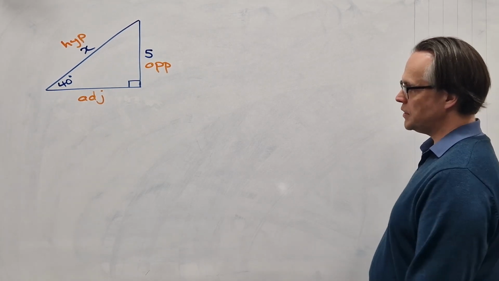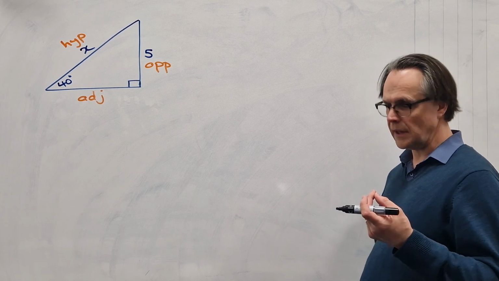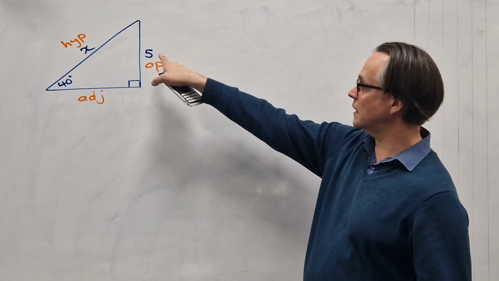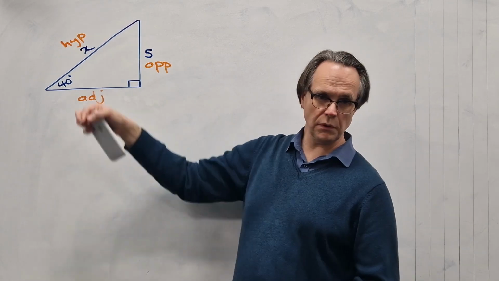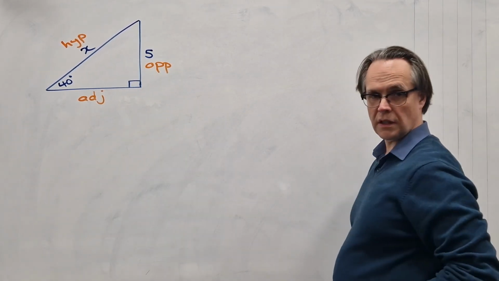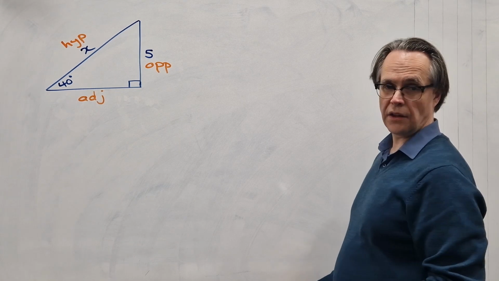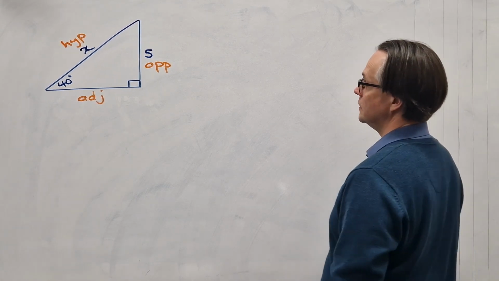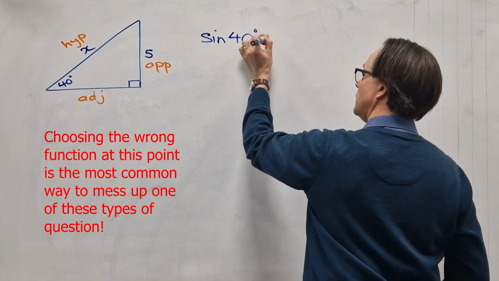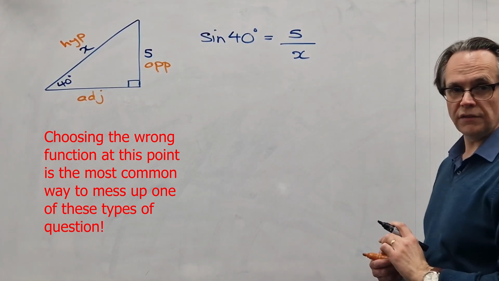So, what we do now is we think about our sine, cos and tan rules, and we know that the two sides that are going to be involved is the side that we're given and the side that we want. So that's the opposite and the hypotenuse, and using whatever method you use, you're going to work out that it's the sine function that we need. So that's going to be sine 40 degrees equals 5 over x.